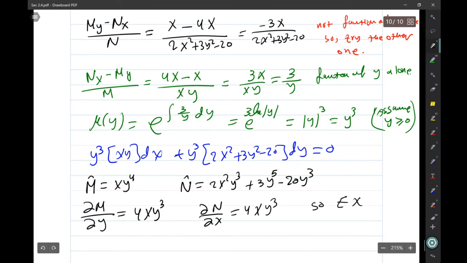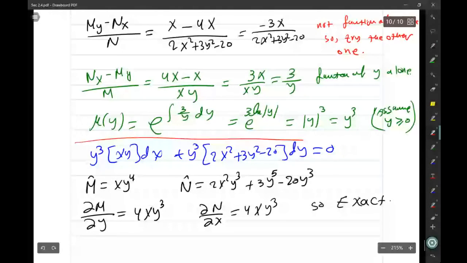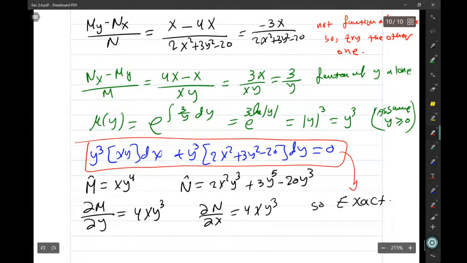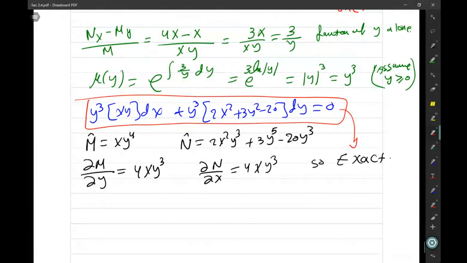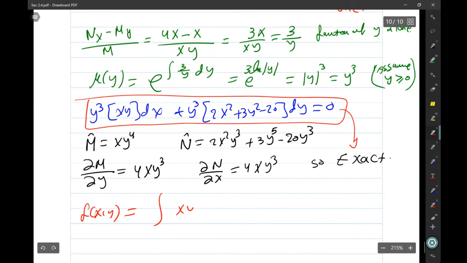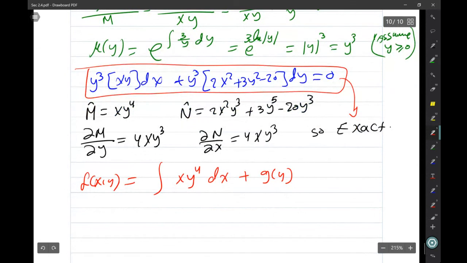So exact. I mean, this differential equation is now exact. We need to solve it as exact. So assume that f of xy is equal to the integral of this new M, which is xy to the power 4 dx, plus the function g of y. That becomes half x squared y to the power 4 plus g of y.